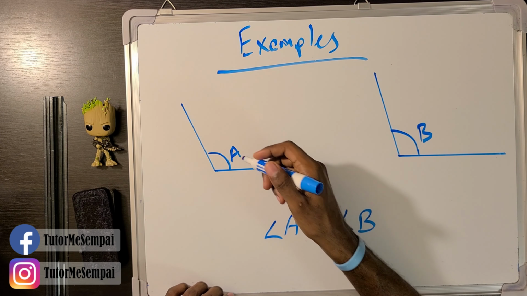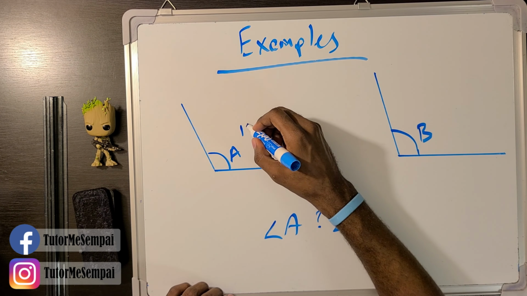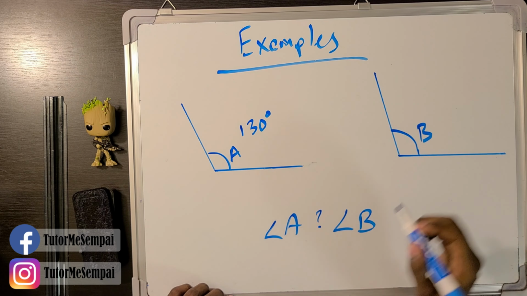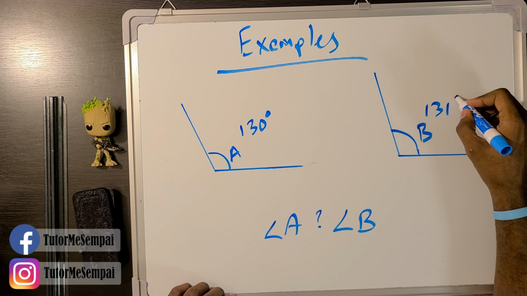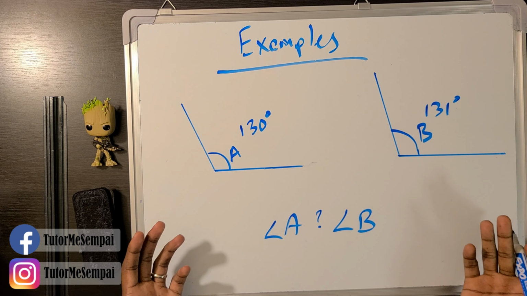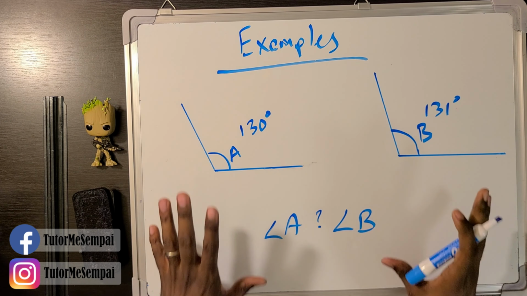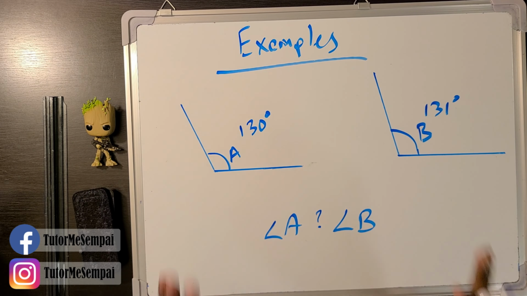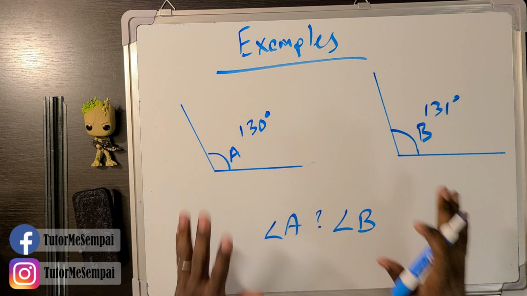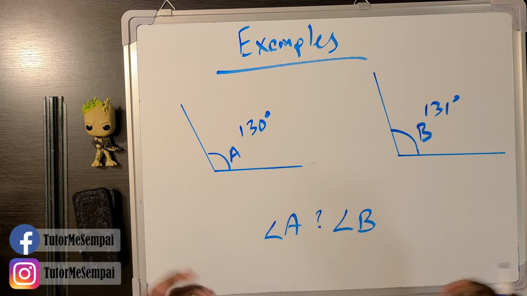For example, this could be 130 degrees and this could be 131 degrees. We don't know. And it's going to be pretty hard to eyeball that without actually measuring it. So you don't want to fall into that trap by saying they're congruent just because they look very similar. Let's look at one more example.